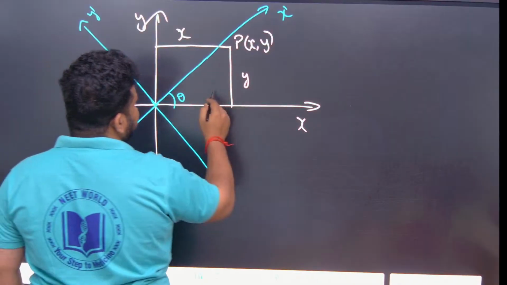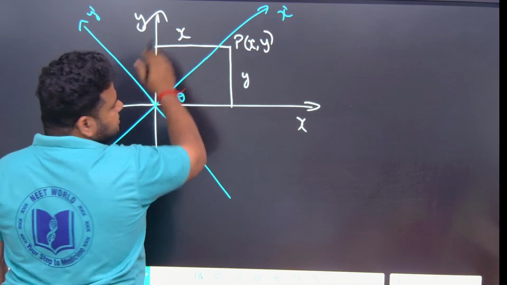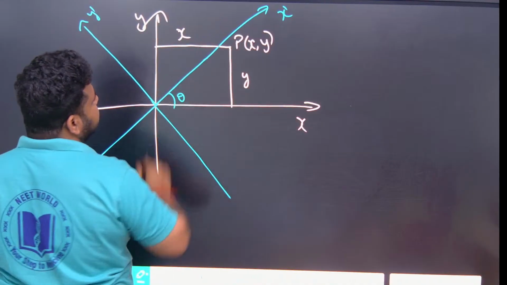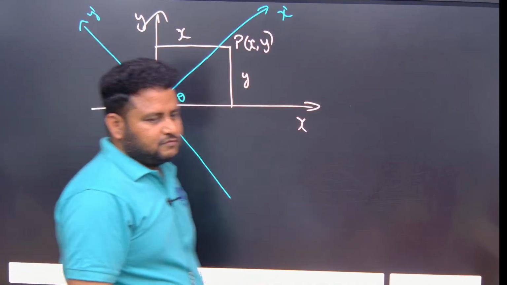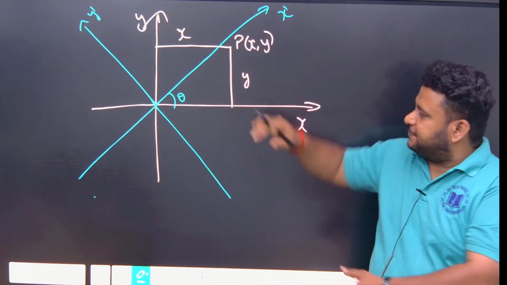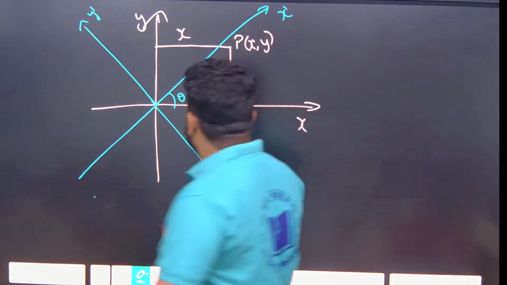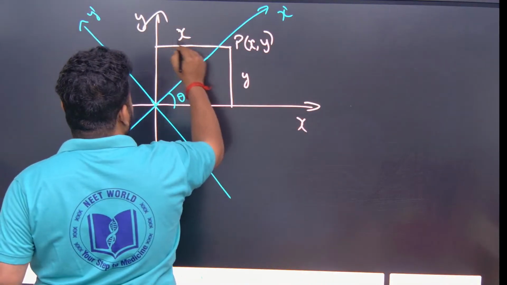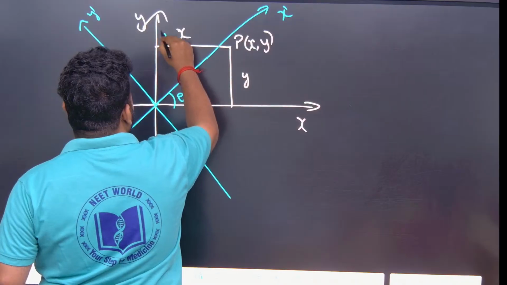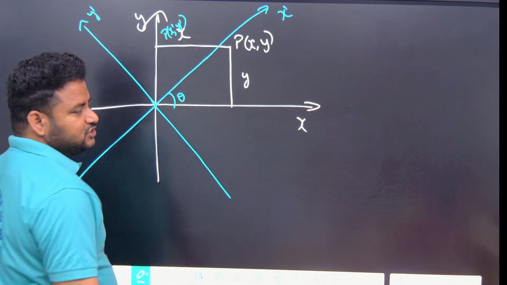This is point P. This is at some distance now. Now where is point P becoming? Definitely there will be movement of point P also, no? Point P will come somewhere here. It will become P of x dash comma y dash.